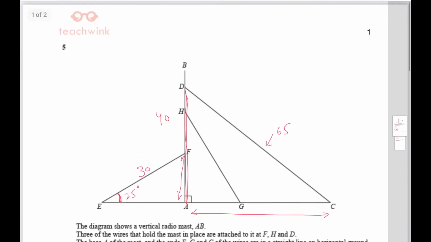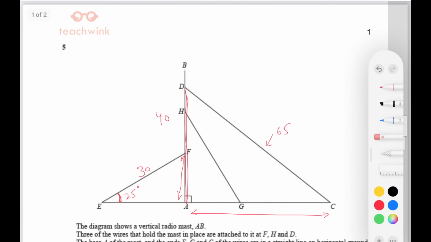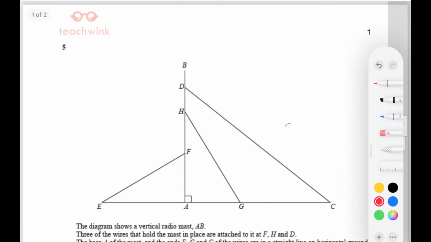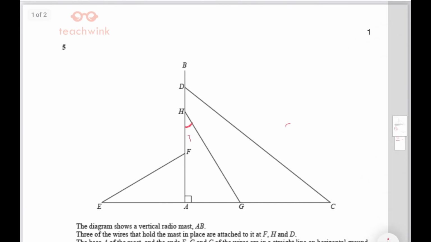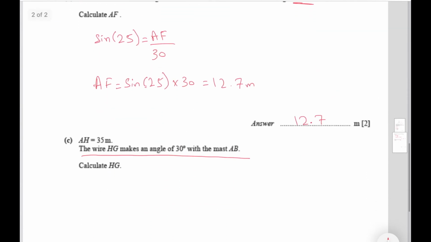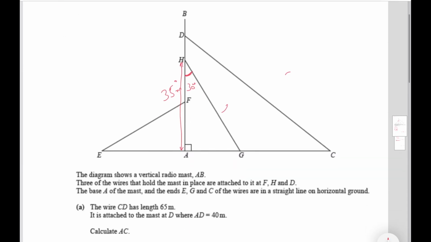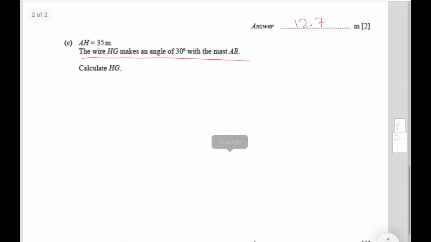So this sentence over here, 30 degrees with the mast AB. This means that, one second, let me remove every other thing. So this line over here, this one makes an angle of 30 degrees. And they've told us that AH, this line over here, is 35 meters, not degrees. We have to find the length of this side, which is the hypotenuse. So since 30 degrees is over here, the adjacent is going to be AH and the hypotenuse is going to be HG. So this brings us to the cos rule.